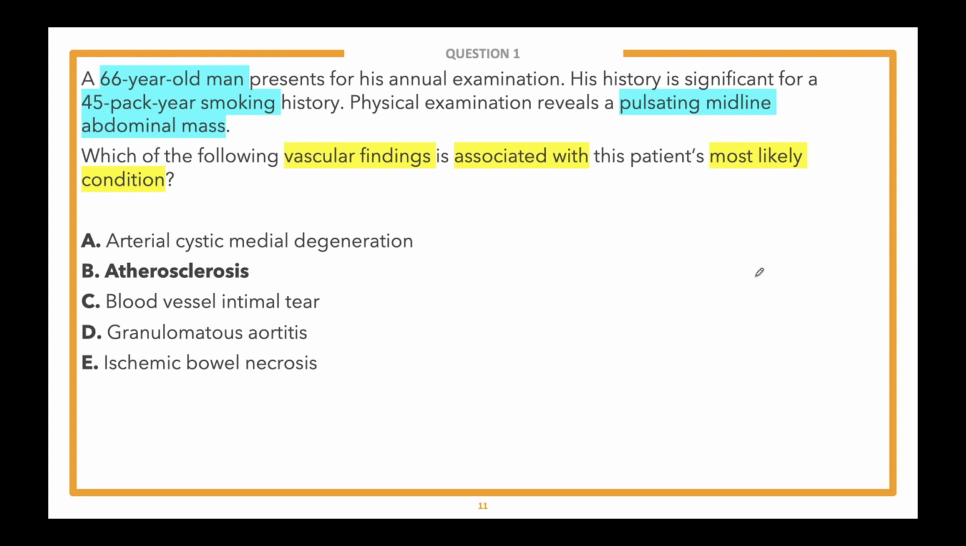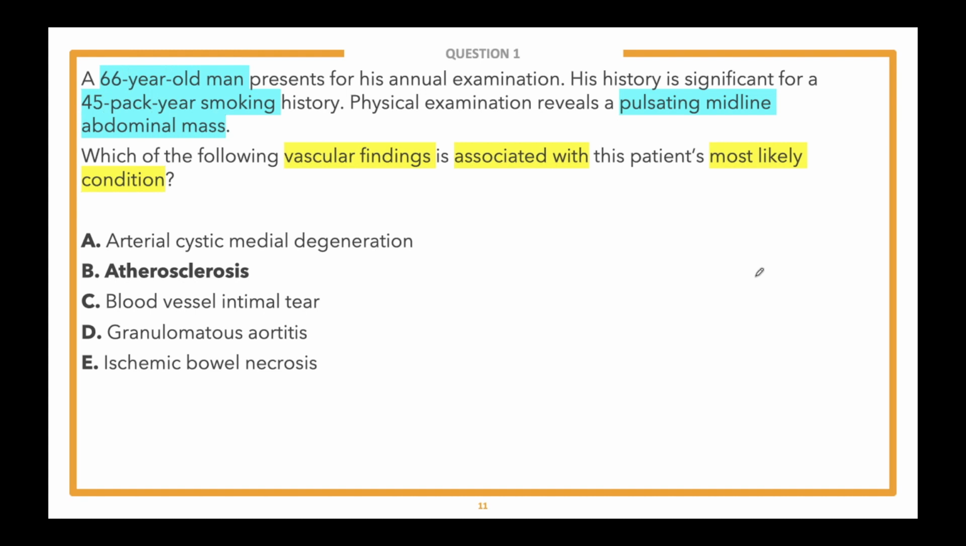Let's take a look at the other answer choices and why those are maybe incorrect. Ischemic bowel necrosis. That can present with abdominal pain. It's usually sudden, severe abdominal pain, but that's not exactly what we're being told in this clinical vignette.